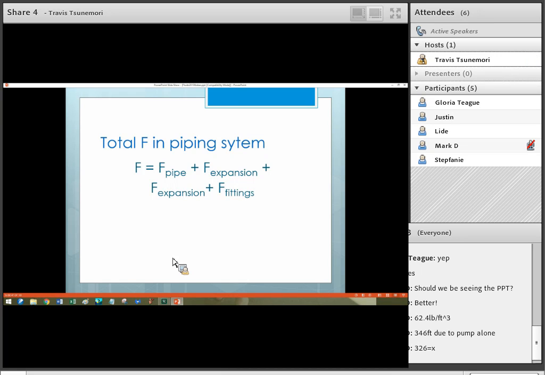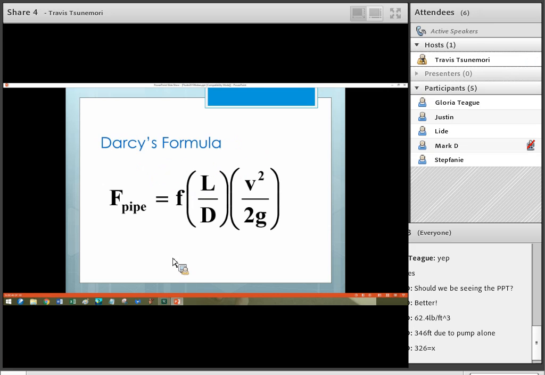And the next one should say, one of them is contraction, one of them is expansion. I have this expansion. And then plus the friction loss in the fittings. So we're going to go through and calculate all those different pieces.